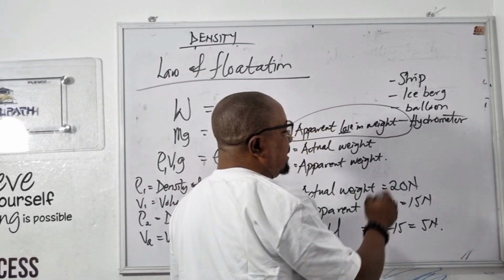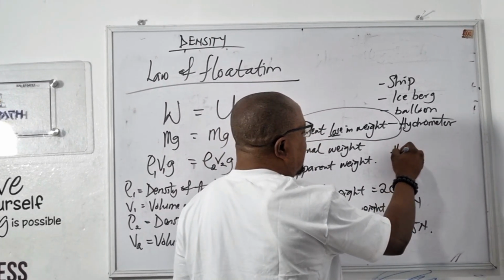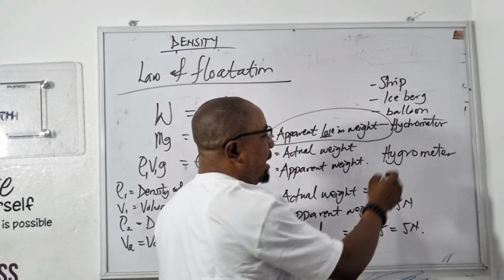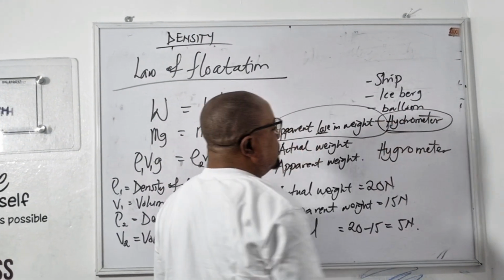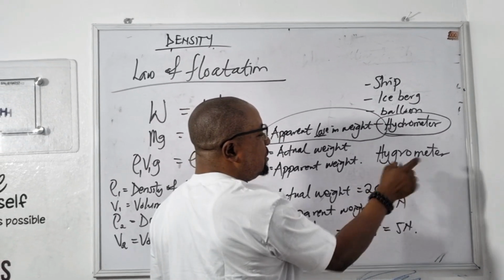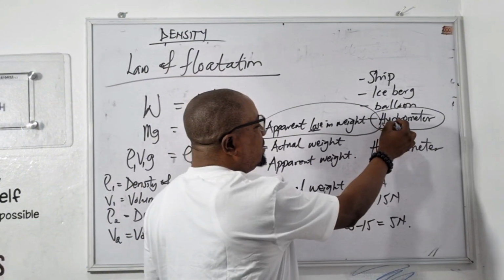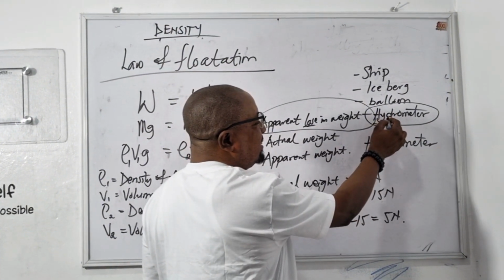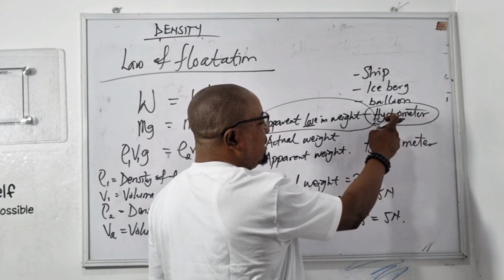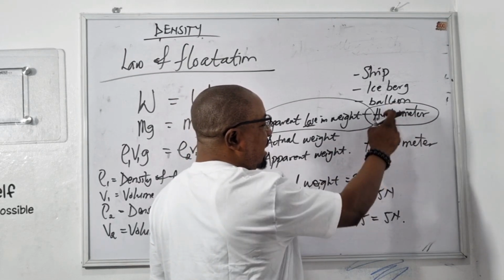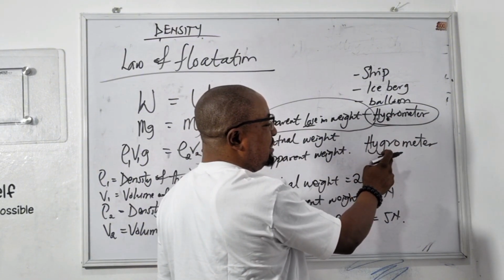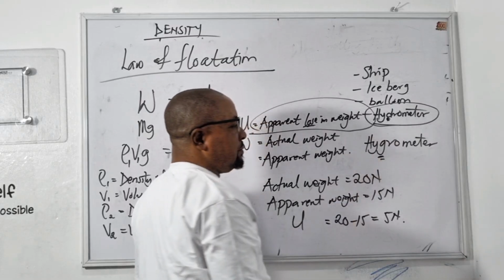Hydrometer. Remember, it is different from hygrometer. There are two different things. Hydrometer is the instrument we use for measuring density. Hygrometer is for relative humidity. What is the difference? Hydrometer has a D. Density starts with D so that you remember. Hydrometer, D is there. Hygrometer, G. That's the difference here. So this one is for measuring density, and this is for measuring relative humidity.